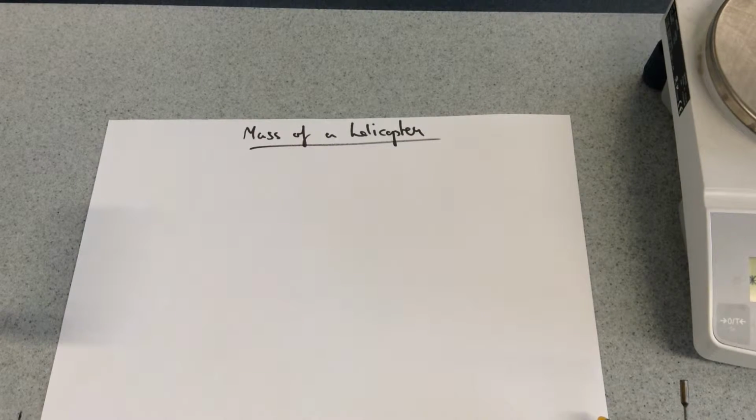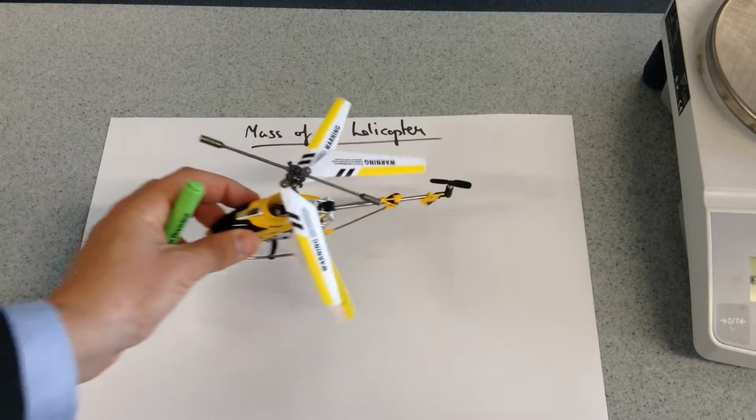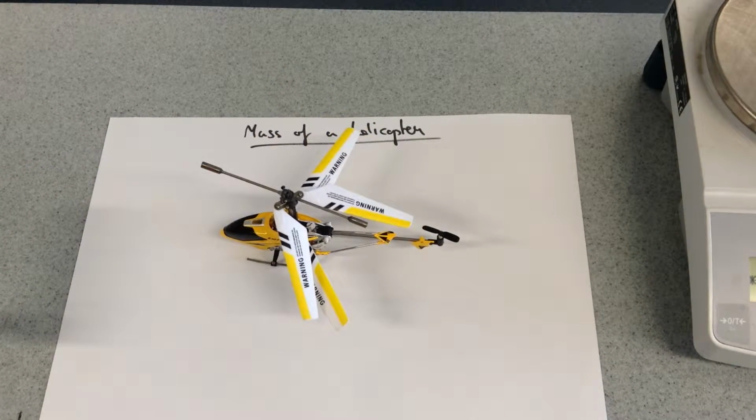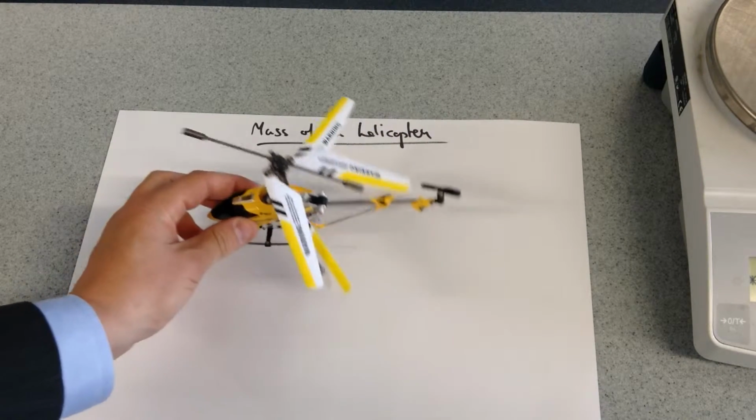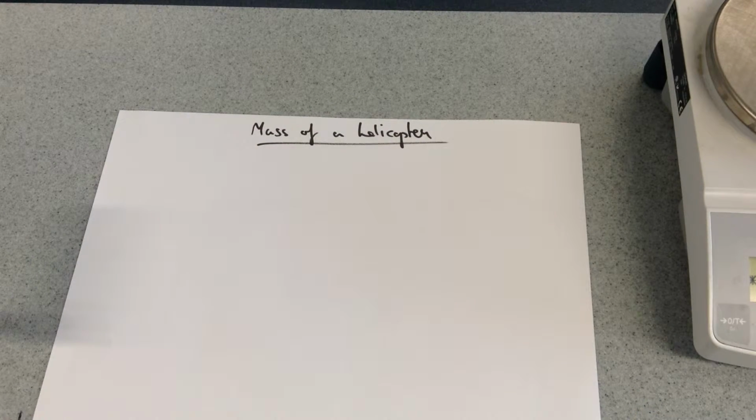Okay, in this video, we're going to try and find out the mass of a helicopter by using the concepts of momentum. Now here is the helicopter in question. It's just a toy helicopter, something very small, but it can illustrate the ideas of momentum really well. So let's go through a bit of theory first, and then we'll do the practical.